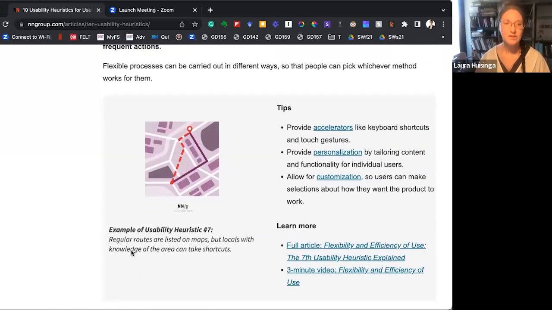So an example of this is regular routes are listed on maps, but locals with knowledge of the area can take shortcuts.